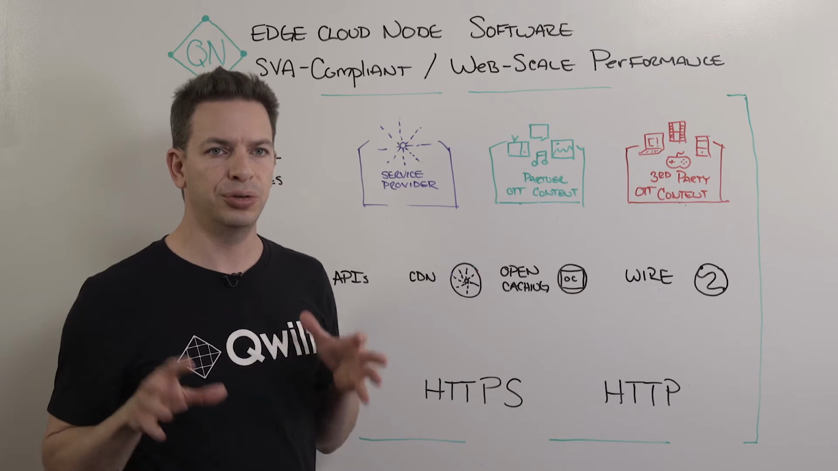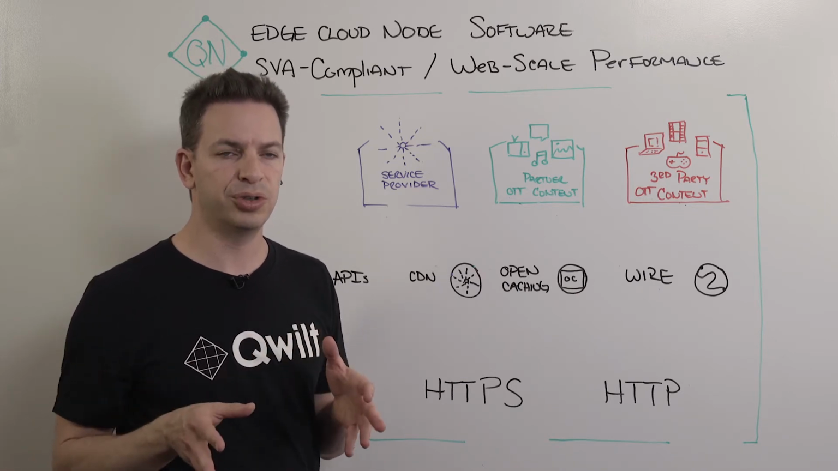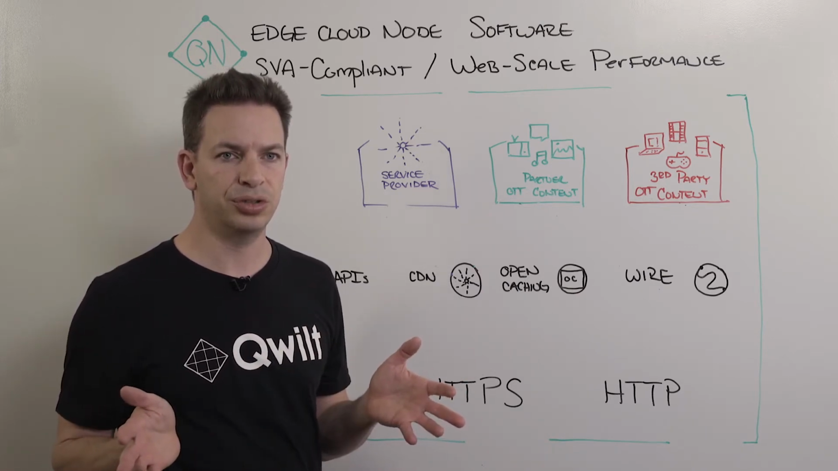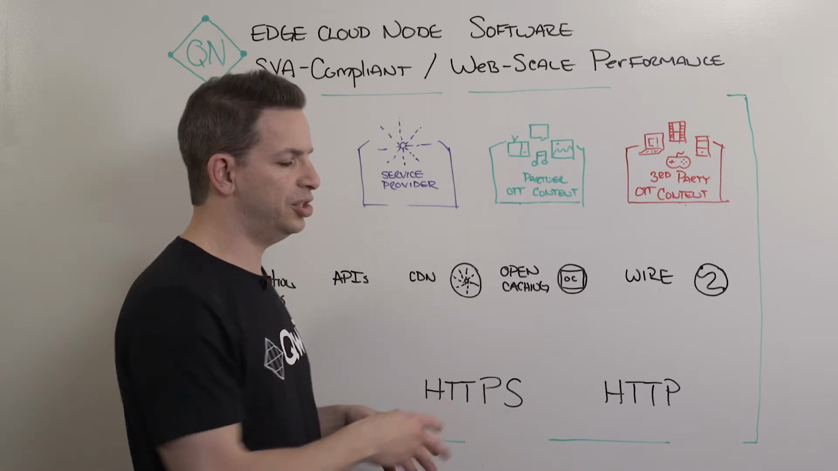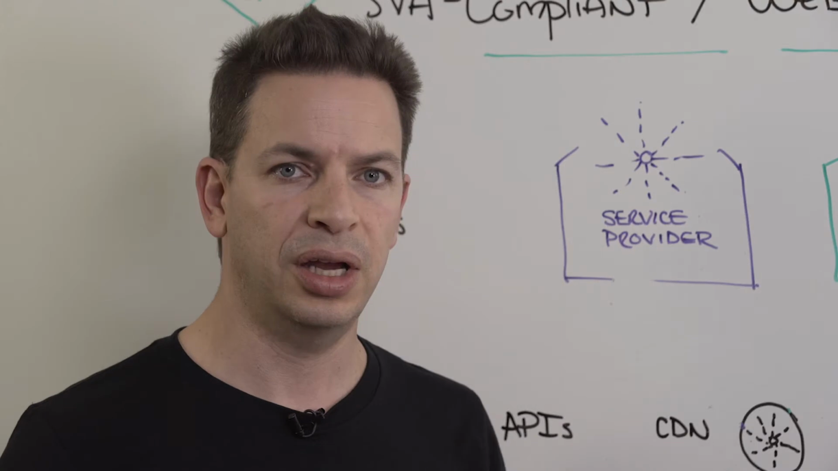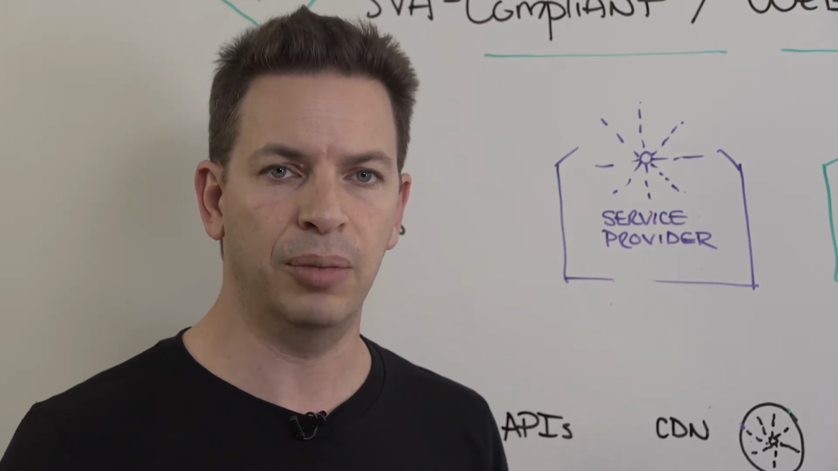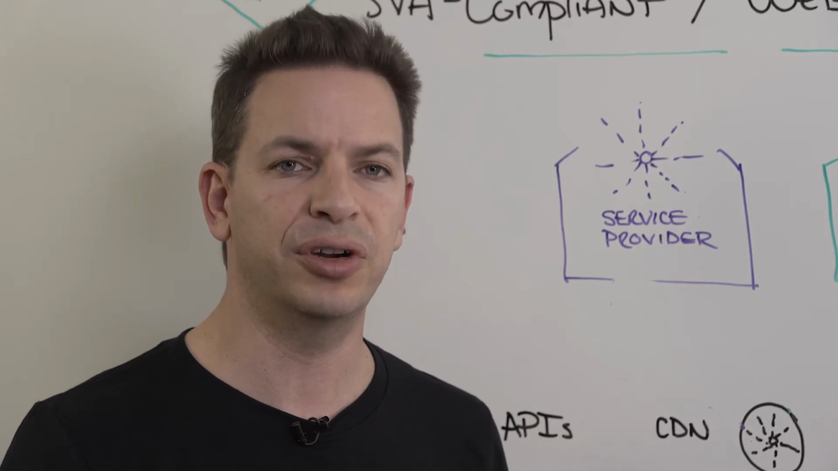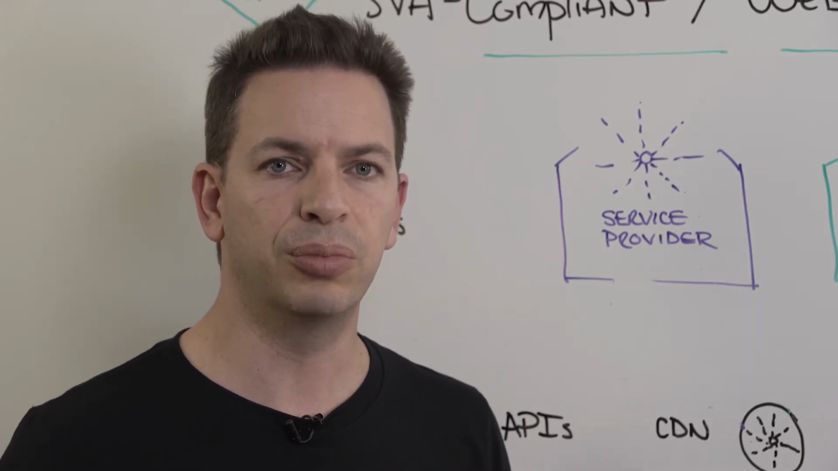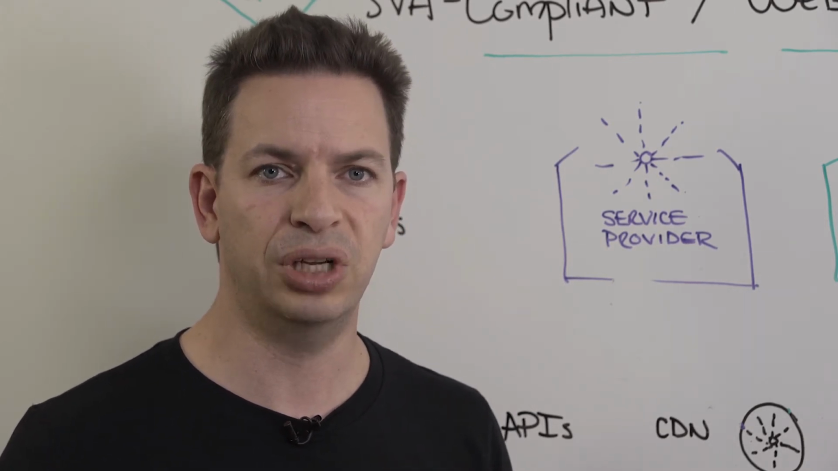Lastly, you want the nodes to be able to deliver the content to your subscribers over whichever medium they choose. So our nodes currently support HTTPS-based delivery as well as HTTP-based delivery. And down the road, as consumers demand different transport mediums and content providers are offering them, the nodes are going to be upgradable to support these new transport mediums as well.